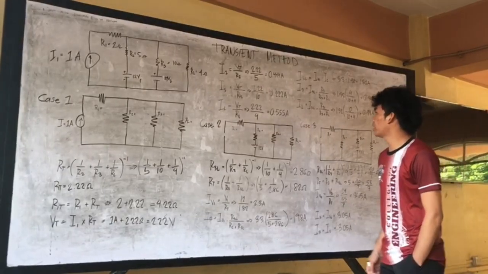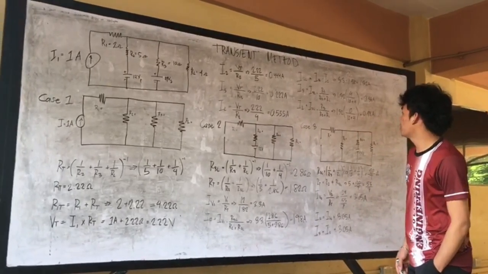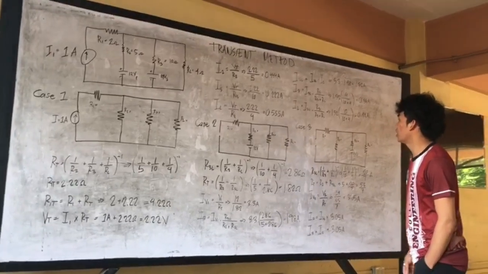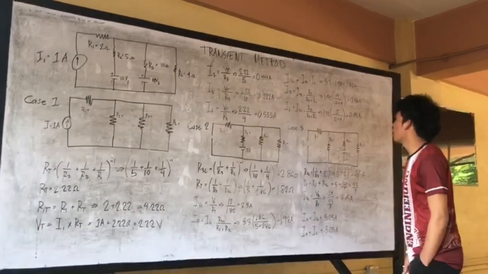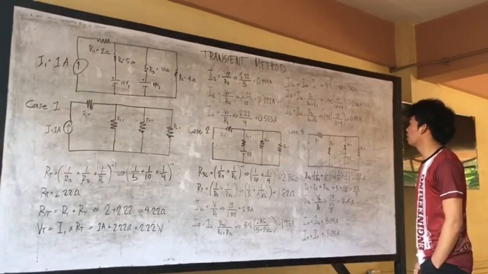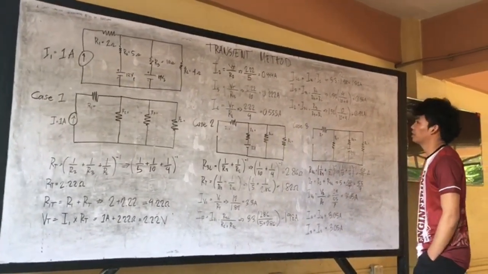Next, the I3 load times RL over R3 plus RL. Then substitute 1.32 times 4 over 10 plus 4 equals 0.38 ampere.